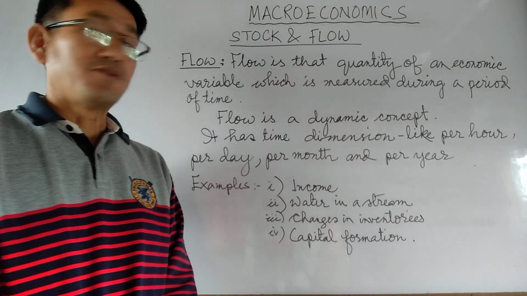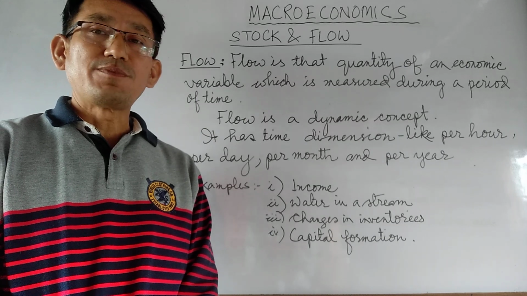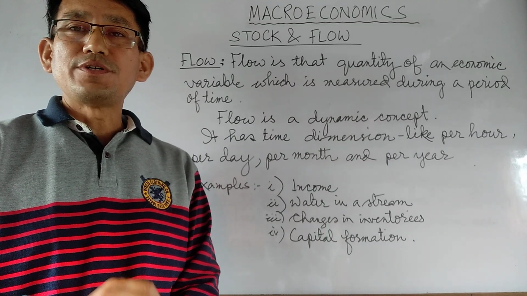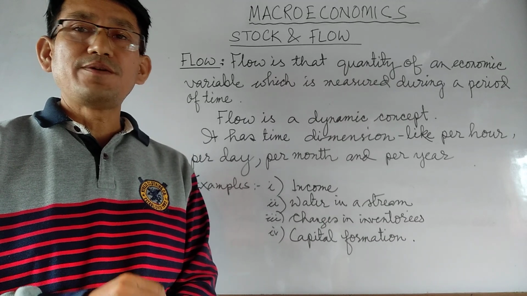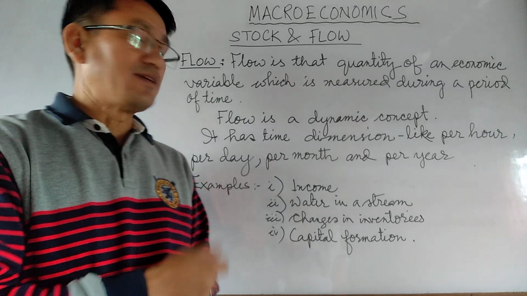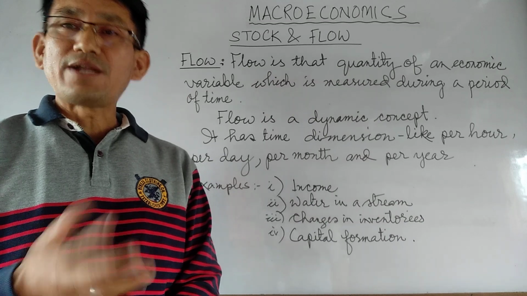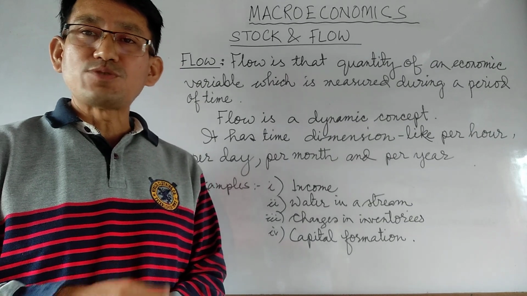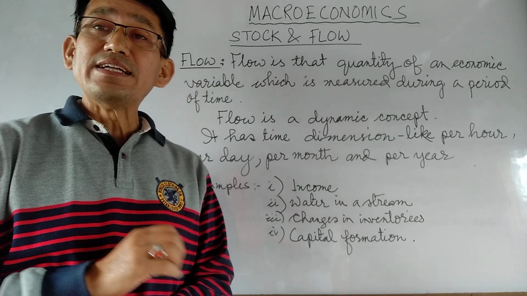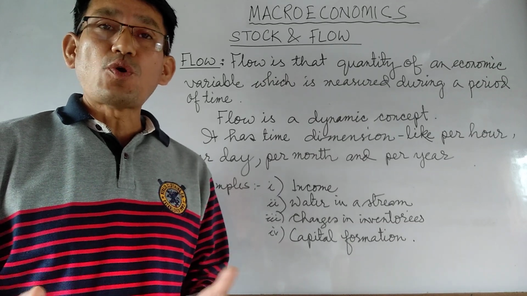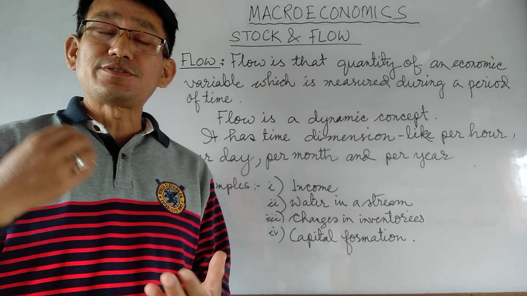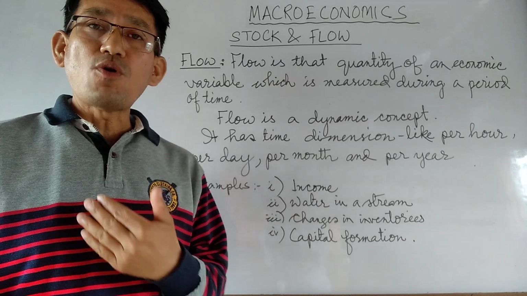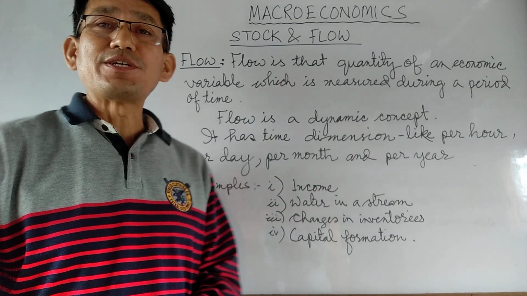Next, let us see what is flow. Flow is that quantity of an economic variable which is measured during a period of time. So flow is a dynamic concept. It has a time dimension like per hour, per day, per month and per year. For example, income. Income is calculated over a period of one year, or we get monthly income. Then water in a stream is a flow concept, it is always flowing. Then we can have changes in the inventories. For example, in the case of a shopkeeper, the items he keeps in his shop keep on changing, as he will bring something more from the wholesale for retailing. And capital formation is also calculated per year.